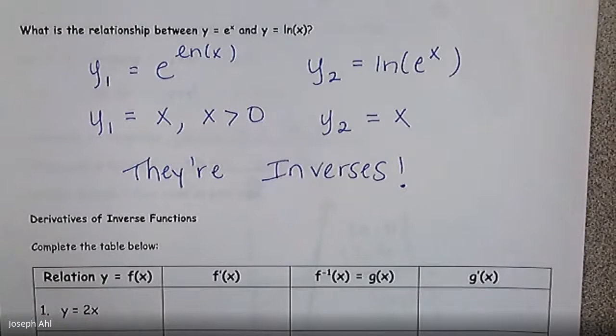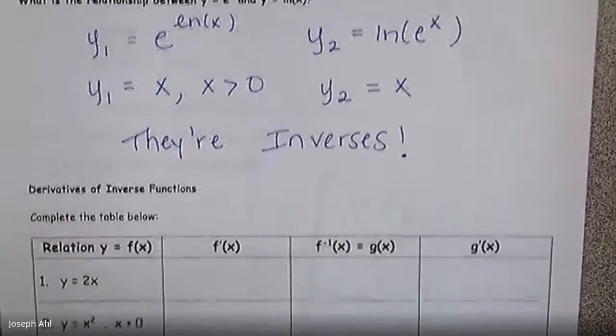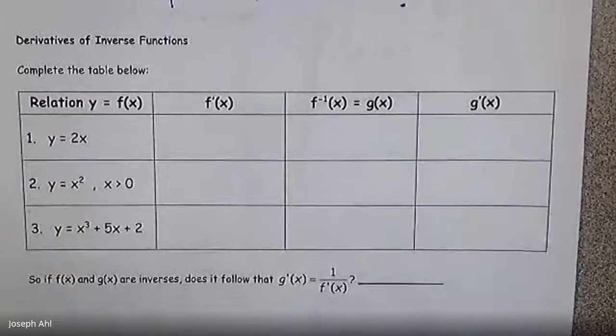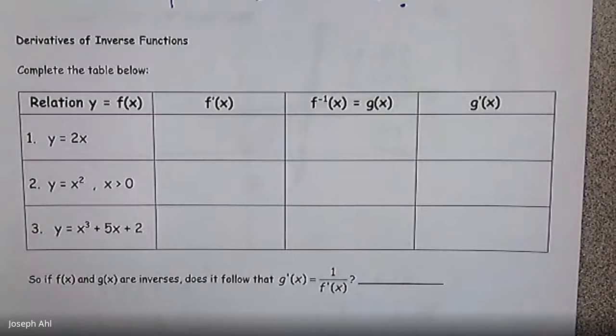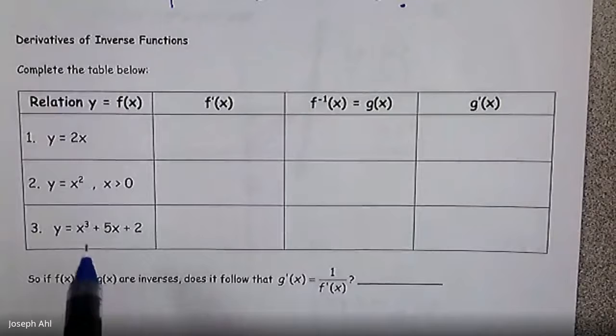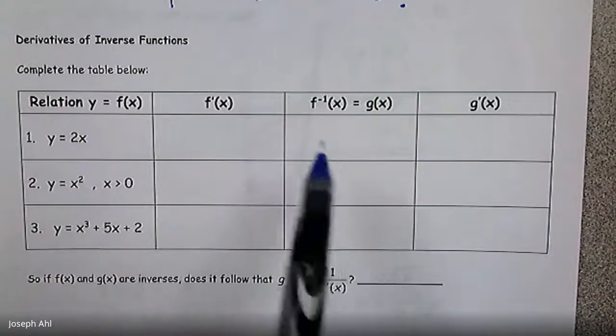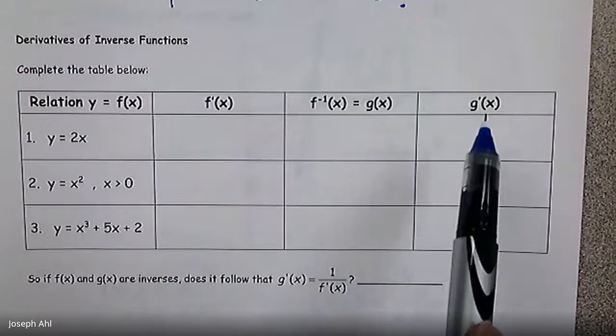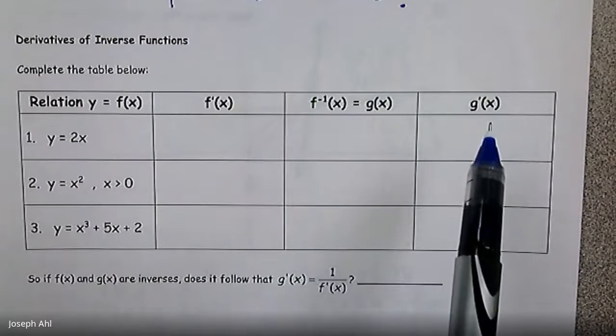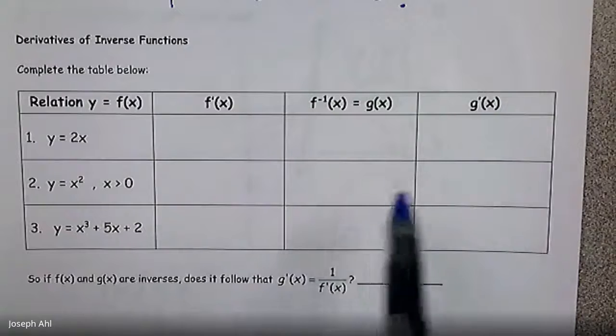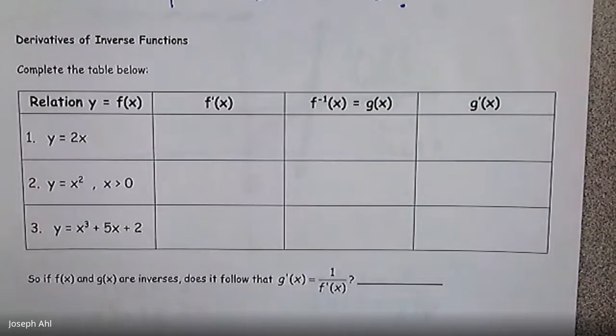We're not quite there yet. Let's start exploring the relationship between derivatives of inverse functions. So if we take a look at this chart below, where we have three different functions given, y equals f of x, we're going to find the derivative of each. We're going to find the inverse of each. And then we're going to, excuse me, find the derivative of the inverse and see if we can make some conclusions as we go down the line.